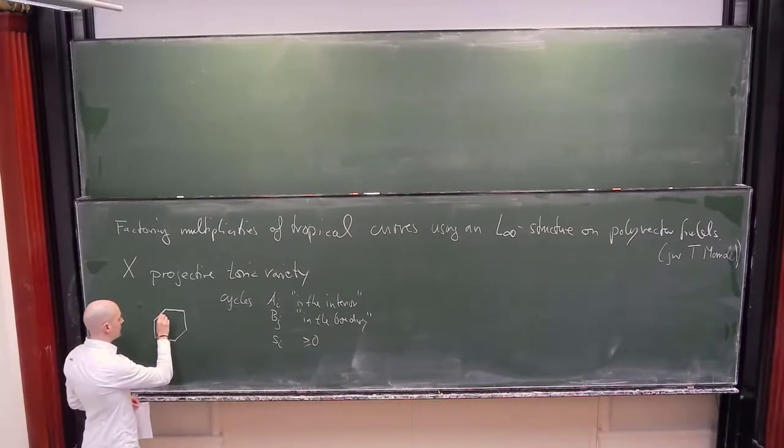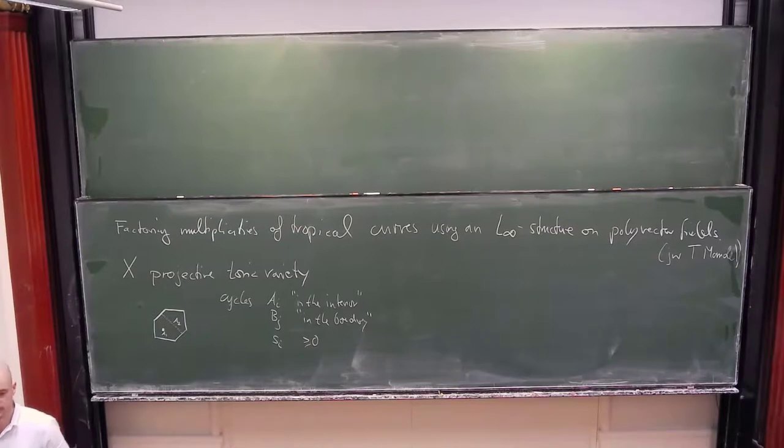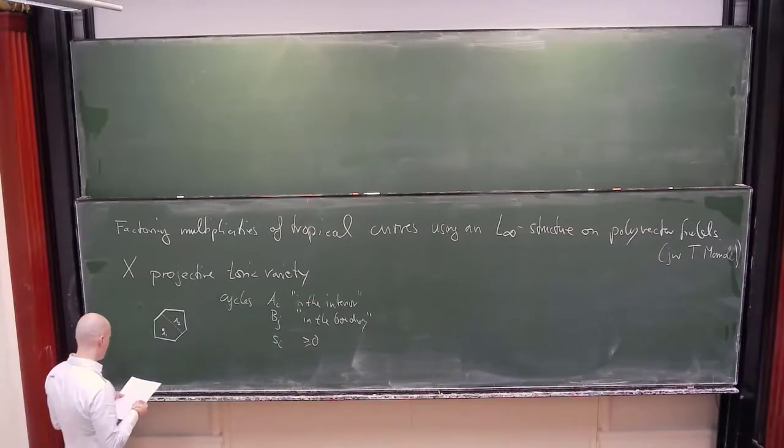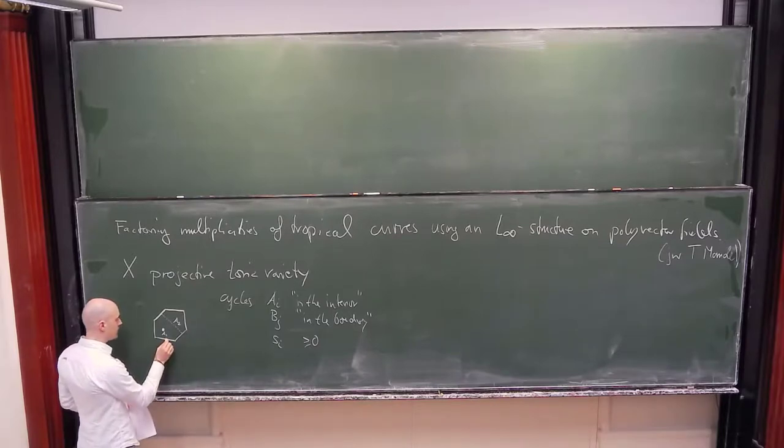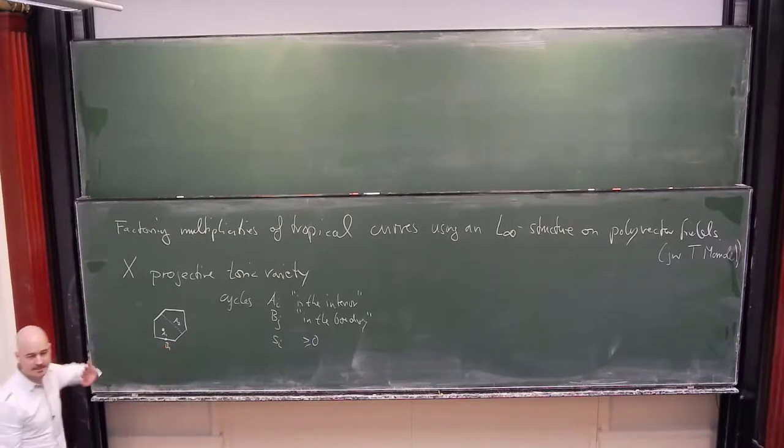Then I'll consider this line here. That's my cycle A2. It also counts as being in the interior because it meets the interior. It's a line going through it. And then I will also have a boundary cycle. I choose a point here in this boundary divisor, B1. I hope you understand this picture. It means that you need to be familiar with toric geometry a little bit.